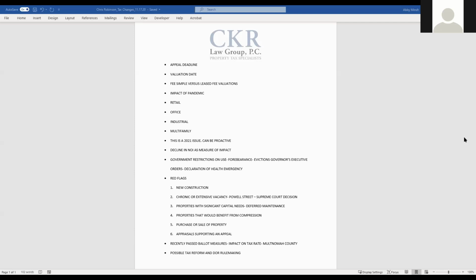It's imperative that those values, the market value, be reviewed, because the market value, in this case for new construction, permanently sets the assessed value, which is subject to that 3% increase set for subsequent years. Chronic or extensive vacancy.